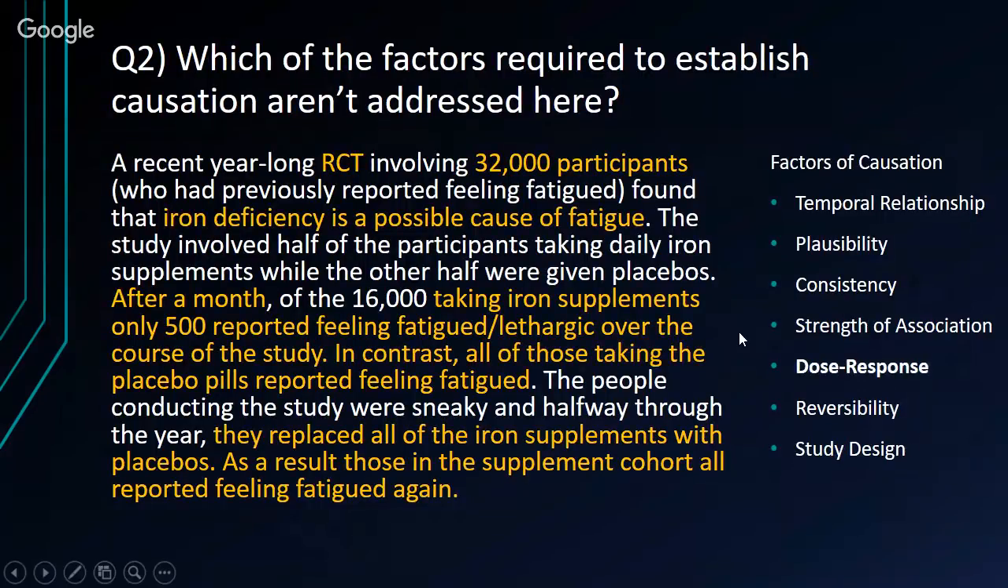So RCT, that's your study design. 32,000 people, so it occurred in a lot of people, so that's consistent. The iron deficiency is a possible cause of fatigue. That's pretty plausible based on prior knowledge that iron is involved with hemoglobin and that carries oxygen around the body. The results are showing the strong association. After a month is the temporal relationship, and replacing the iron supplements with placebos is the reversibility. So the only thing that is missing is the dose response, and they could have done that by maybe having further subgroups with different dosages of iron and seeing the effects of that.